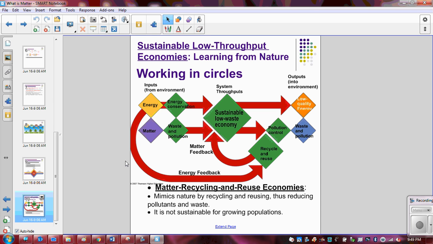So in this section, there's a short quiz, and then we're going to move on to talking about ecosystems a little bit more.